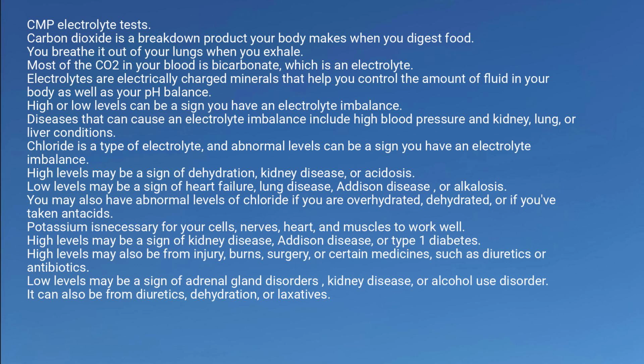Potassium is necessary for your cells, nerves, heart, and muscles to work well. High levels may be a sign of kidney disease, Addison disease, or type 1 diabetes. High levels may also be from injury, burns, surgery, or certain medicines, such as diuretics or antibiotics. Low levels may be a sign of adrenal gland disorders, kidney disease, or alcohol use disorder. It can also be from diuretics, dehydration, or laxatives.